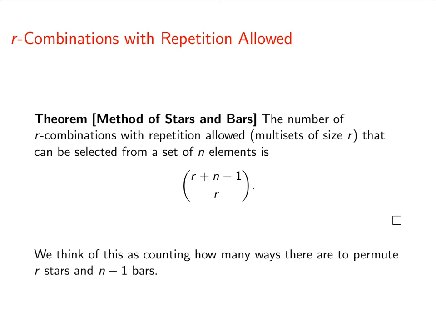We're going to remember this by thinking of how many ways there are to permute R stars and n minus 1 bars. The R stars correspond to the number of things that we're selecting. The n minus 1 bars correspond to partitioning the n categories. Okay, that's all for now.